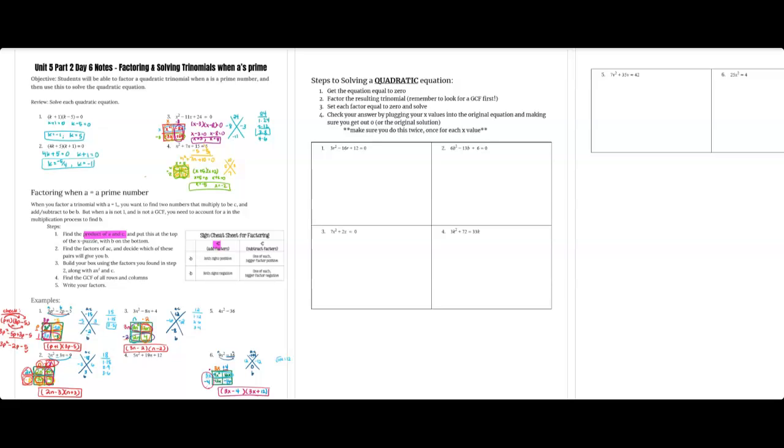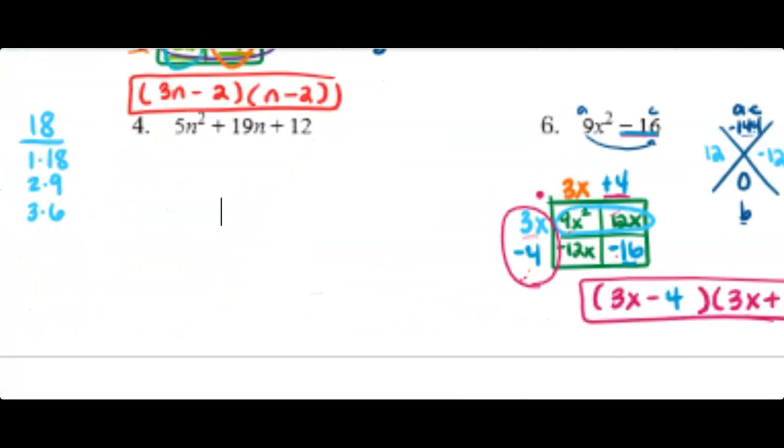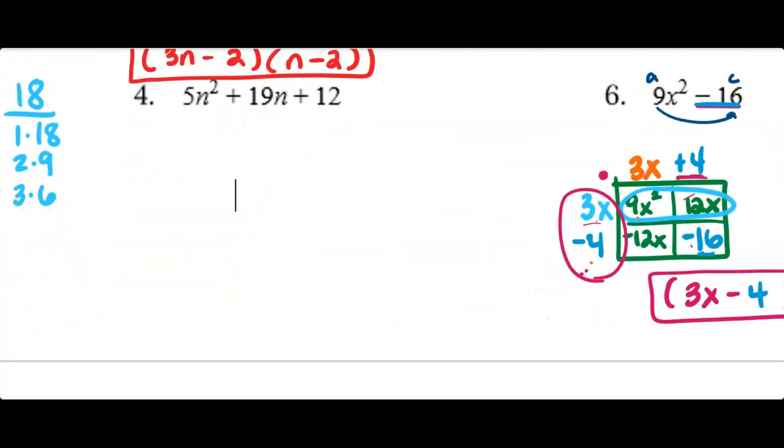So we worked all these examples in class, and I'm just going to work a couple more with you on this video so you can rewatch it in case you didn't understand something in class. So we're going to start with number 4. This is just factoring, and we're using a lot of the same strategies that we did last week.